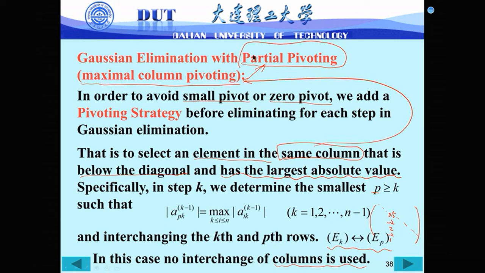So that is why here we just use partial pivoting. If we use global pivoting, that means we also need to interchange columns. But in our course, I don't introduce that algorithm. I only introduce partial pivoting, that means maximum column pivoting. We only interchange rows. Is it okay?